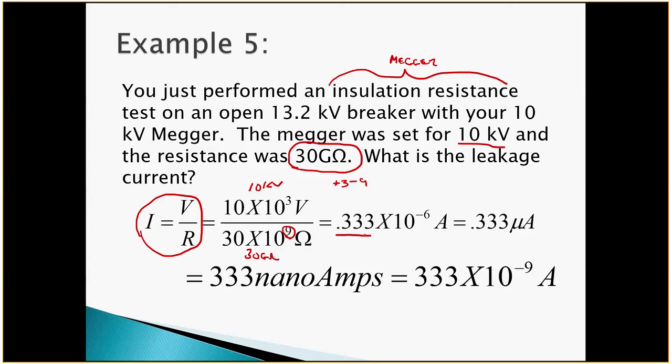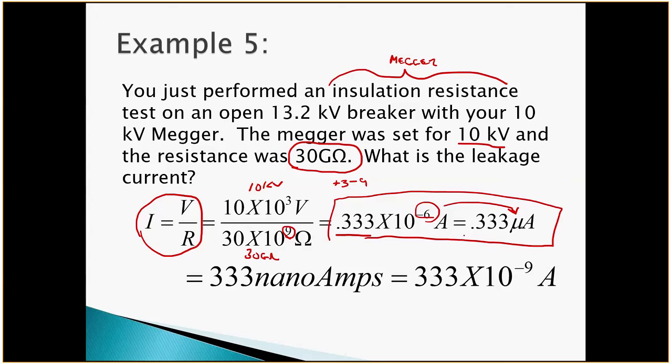So the actual current that's happening in this circuit is 0.333 microamps. And what your test set is actually doing is reading the current, and it's doing a mathematical calculation to determine what the resistance is. It didn't read resistance, it actually read the current. It supplied a voltage, read the current, calculated a resistance. So this is 0.333 microamps.